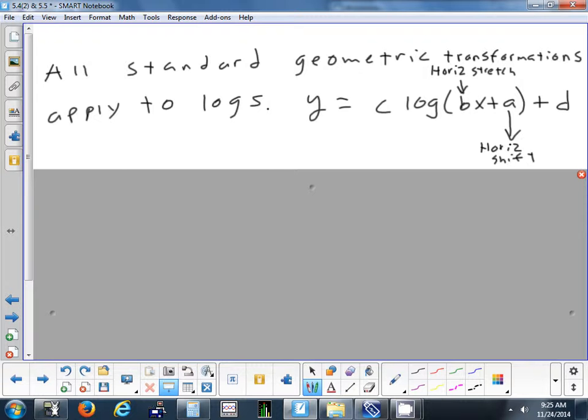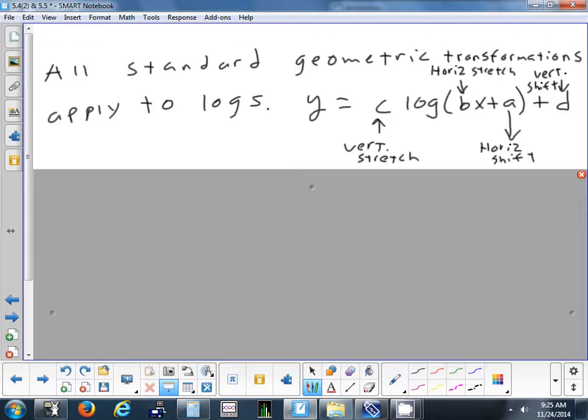C, that's your vertical stretch. And that can also cause something to reflect vertically. In other words, up or down, like over the x-axis. And the last one is D. That's your vertical shift. So there's no change there from every kind of transformation we've done before.